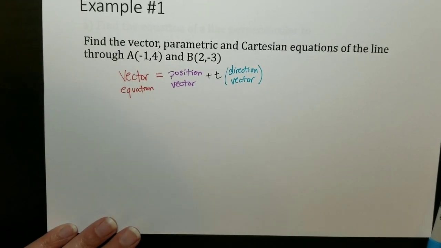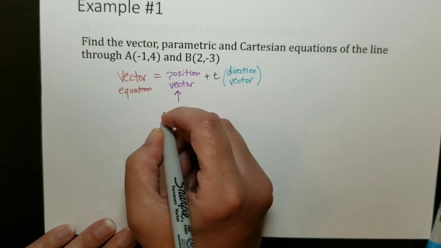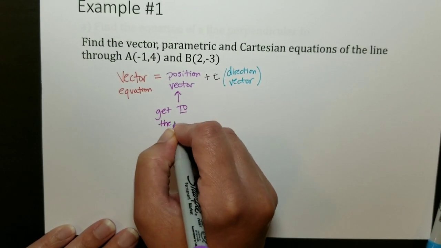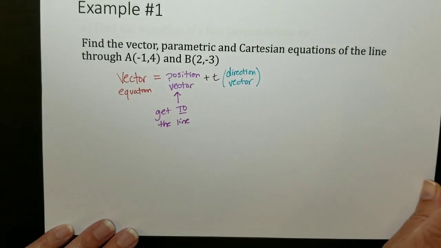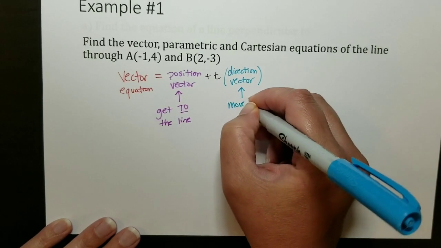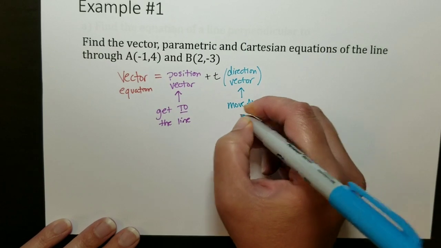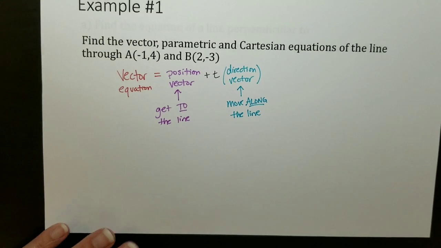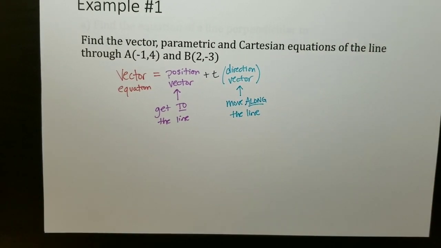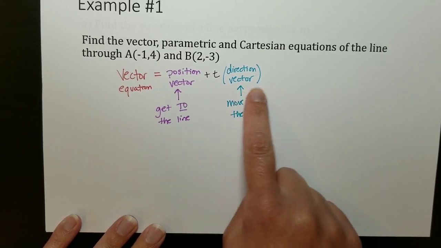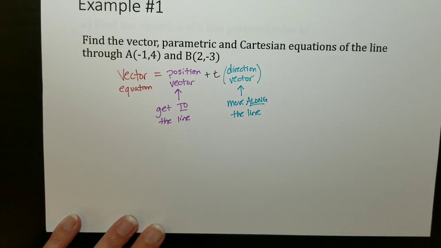So again, the position vector is get to the line. And the direction vector is move along the line. And I would much rather have you understand this than try and remember, oh, what's the R naught and what's the M and what do they mean? Just think about it in terms of I have to get myself to the line and then move along the line. So this needs to be in the same direction as the line.